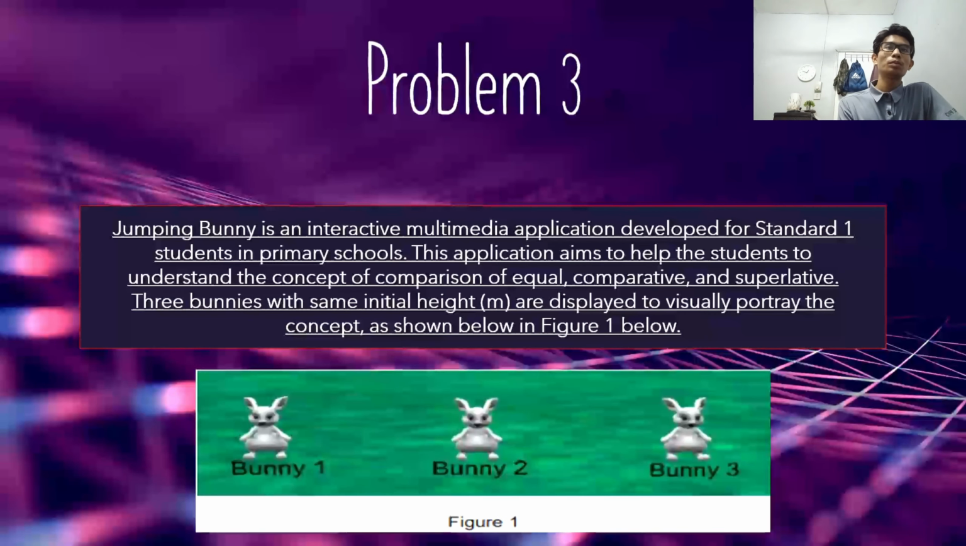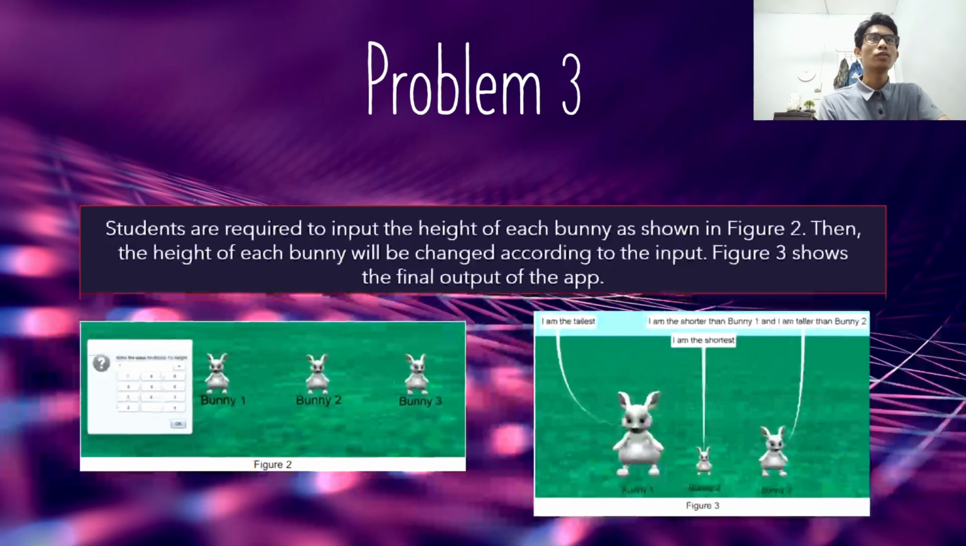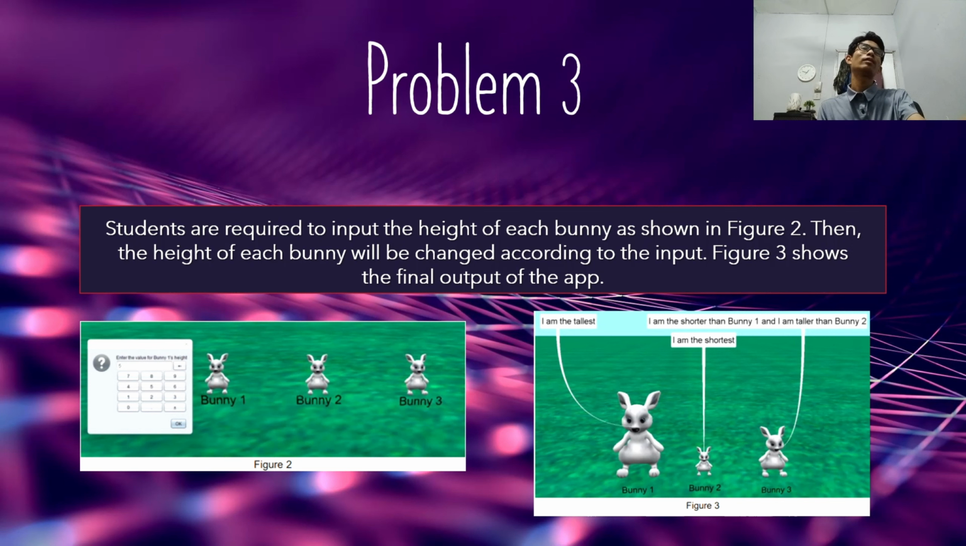This is problem 3. Jumping Bunny is an interactive multimedia application developed for standard 1 students in primary school. The application aims to help the student to understand the concept of comparison of equal, comparative, and superlative. Three bunnies in the same additional height meter are displayed to visually portray the concept as shown in figure 1 below. Students are required to input the height of each bunny as shown in figure 2, then the height of each bunny may be changed according to input. Figure 3 shows the final output of the app.